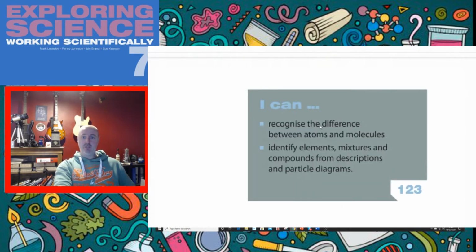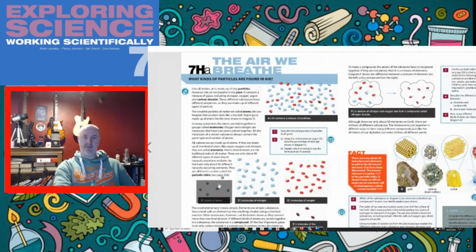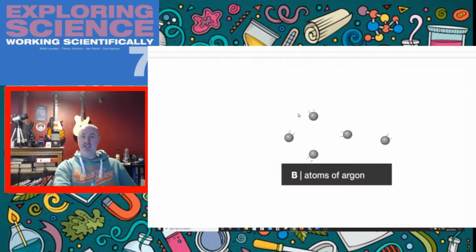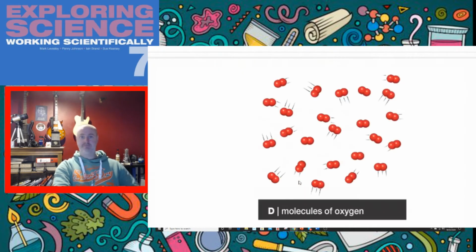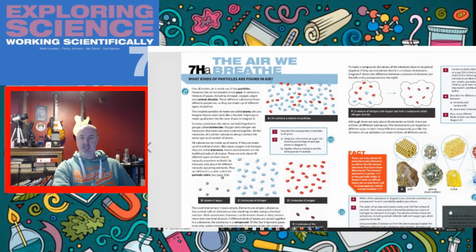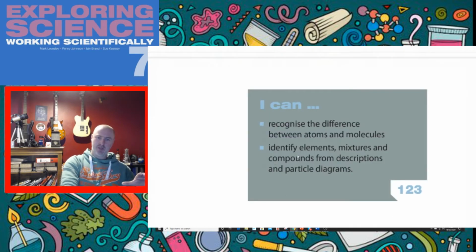So let's go back to our learning objective. Do we know the difference between atoms and molecules? Well, hopefully in a diagram, you could now identify them quite easily. You're going to look at these and say, well, they're just one little circle, therefore it's an atom, it's one little unit on its own. But if I start joining them together, I've got a molecule. There we go. We now know the difference between atoms and molecules. Easy peasy, lemon squeezy.